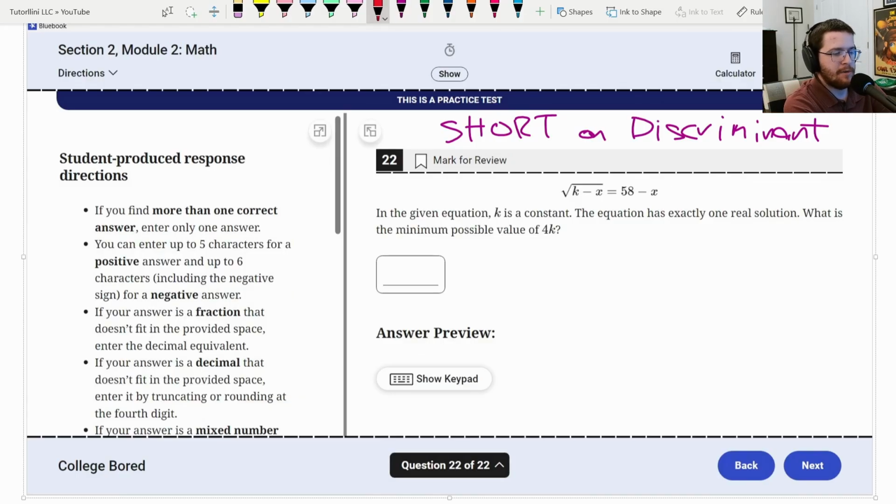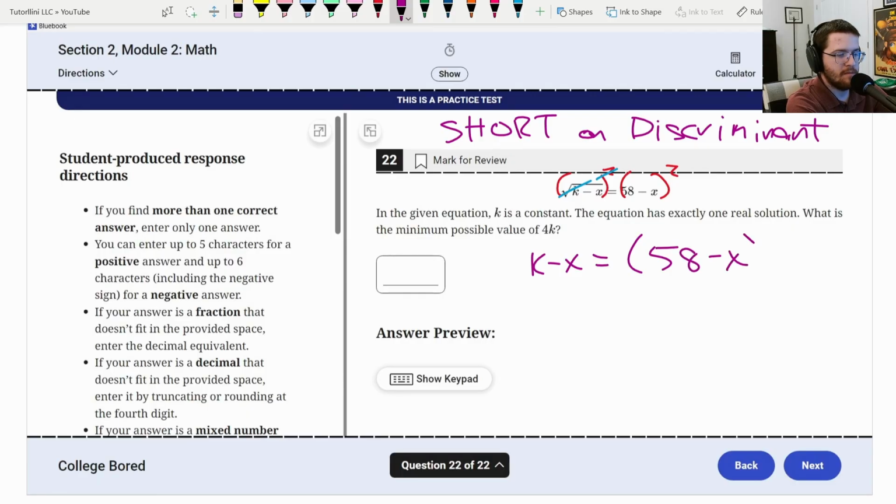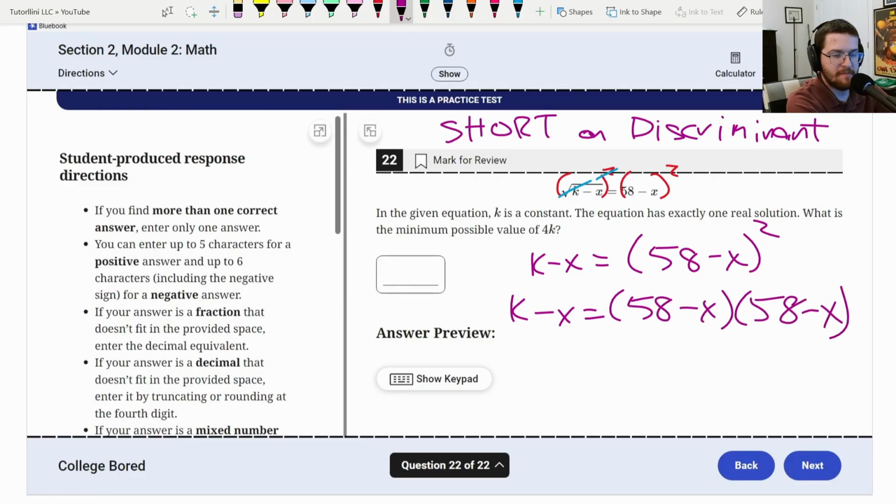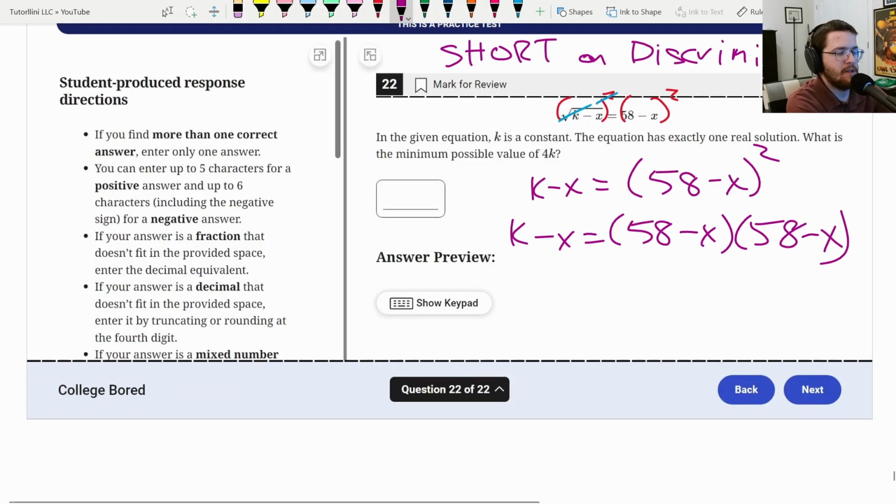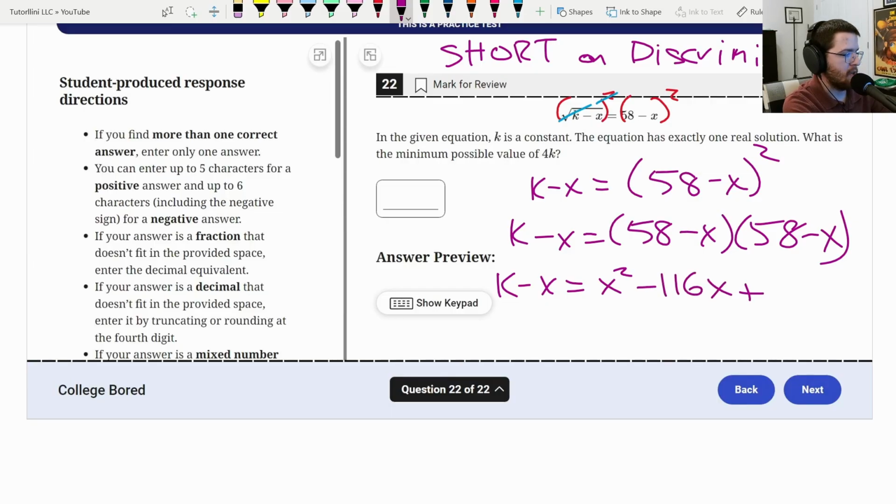I'm just going to assume you've watched that. So first thing we're going to do, I don't like that square root there, so I'm going to square both sides. This radical will go away because square and square root are opposite operations. So I get k minus x equals 58 minus x squared. We're going to expand 58 minus x times 58 minus x, and if you FOIL it, you should get x squared minus 116x plus 3364.